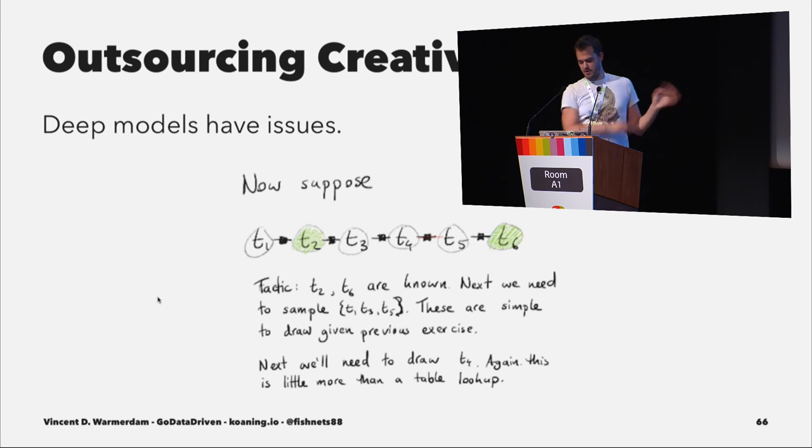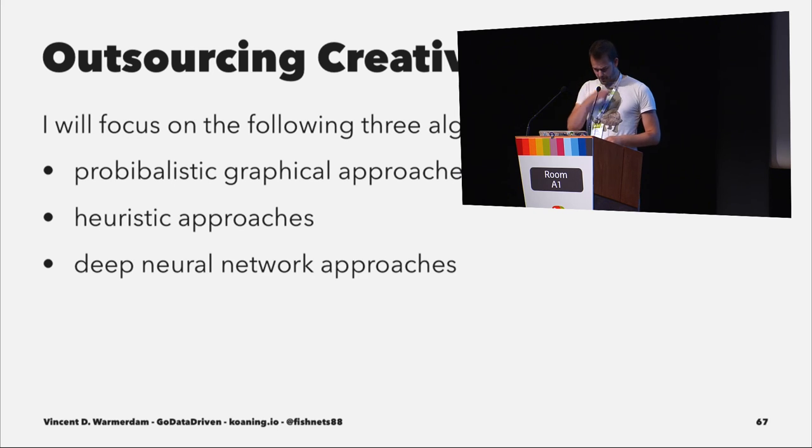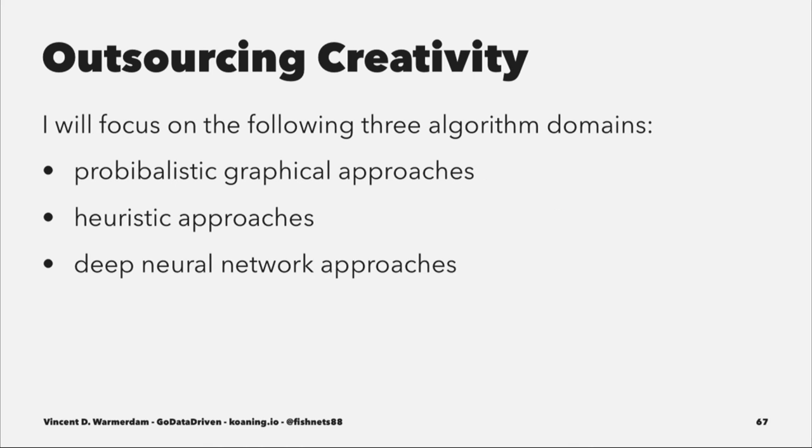This is what makes the problem hard, so I'm not sure if I want to give support to this, but if you are a deep learning specialist, or think you are, and you know the solution to this, please come talk to me. I'd love to hear what you think about it. So I will focus on the following domains. Probabilistic graphical models seem all right, heuristic approaches seem all right, and deep learning seems all right.